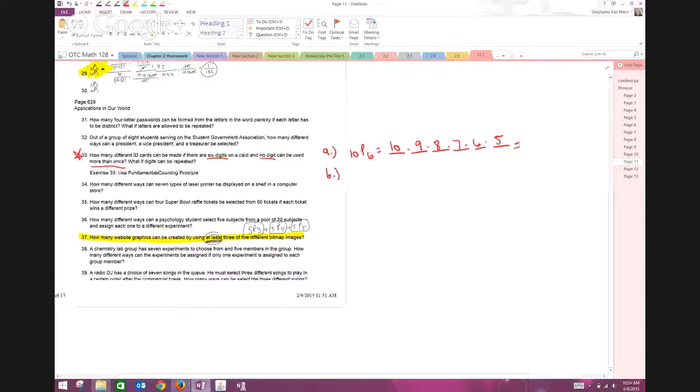B is saying, what if the digits can be repeated? Well, for B, you can't use combination or permutation because combinations and permutations only work if the digits can only be used once. So here you just have to think I have 6 digits and each of them has 10 choices. So the answer is going to be 10 times 10 times 10 times 10 times 10 times 10, or 10 to the 6th power. So hopefully that answers any questions on that.